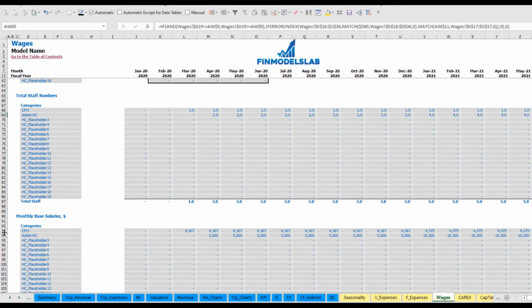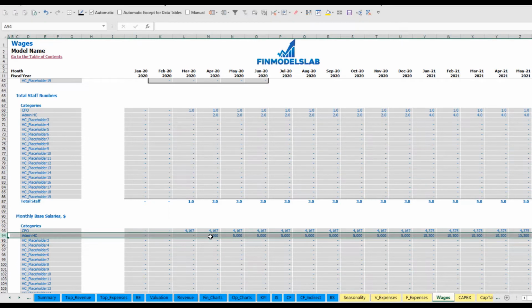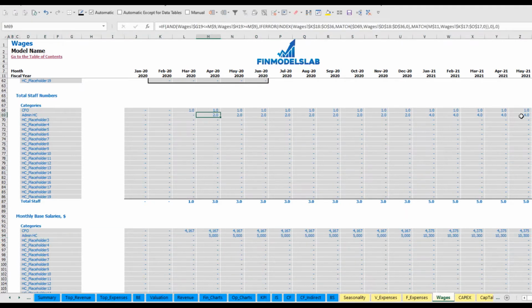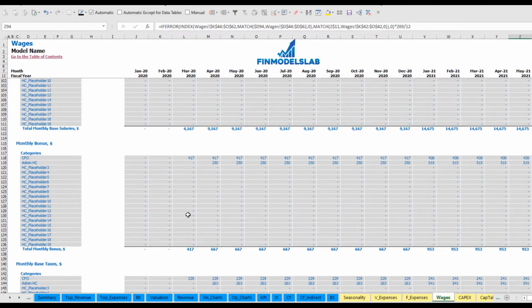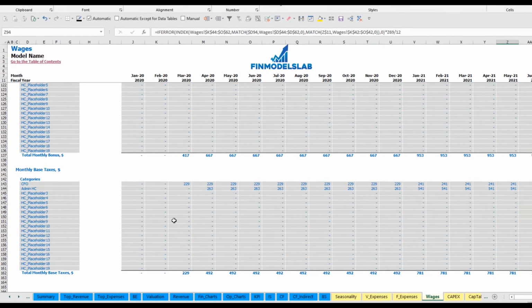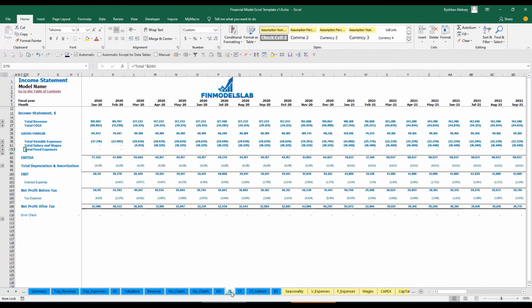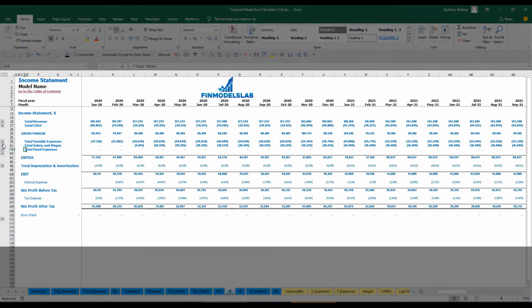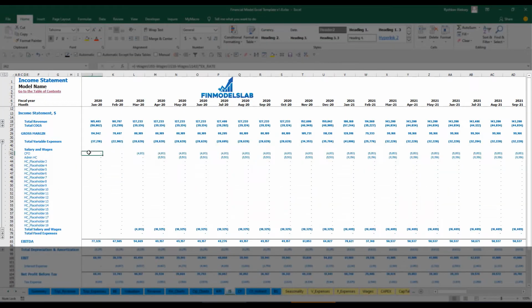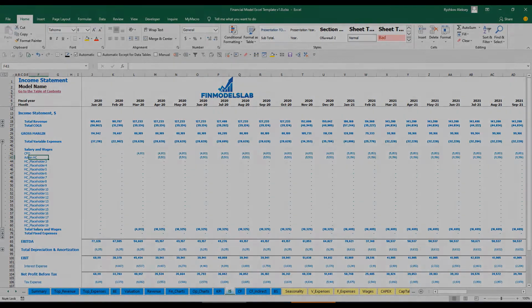Again, you see the calculation of salaries for these headcounts, the calculation of bonuses, and the calculation of monthly payroll taxes. You may see in the income statement the total salaries and wages, and here you may see the total amount of bonuses, payroll taxes, and wages for these headcounts.